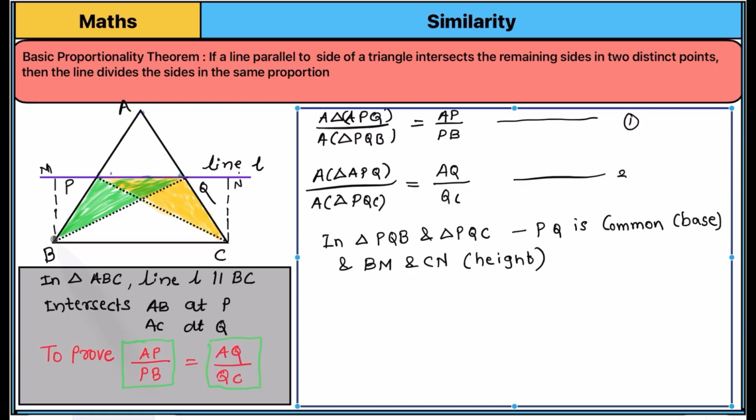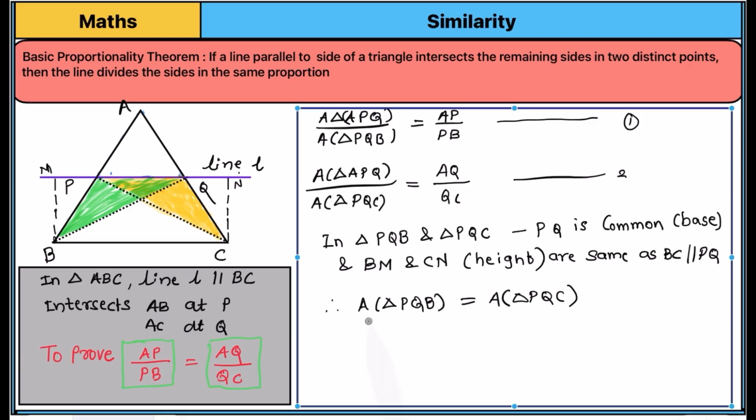In that case, BM and CN would become heights for both the triangles, as BM is perpendicular to PQ and CN is perpendicular to PQ. But BM and CN are equal. Why? Because BC is perpendicular to MN.